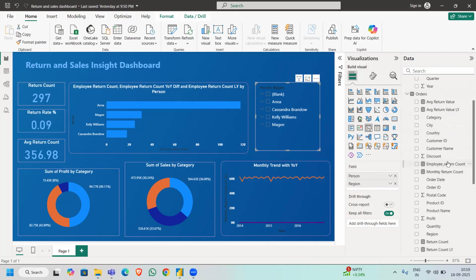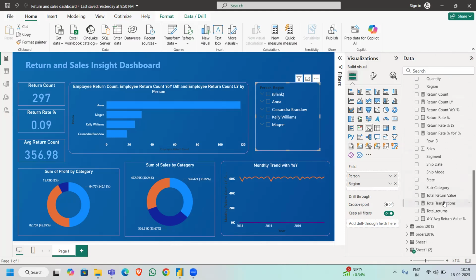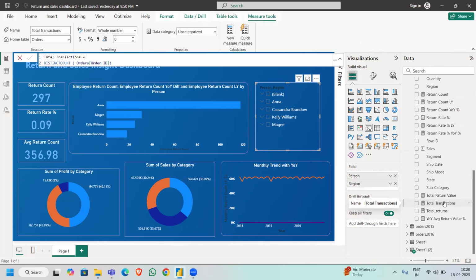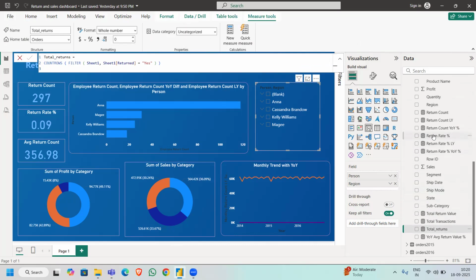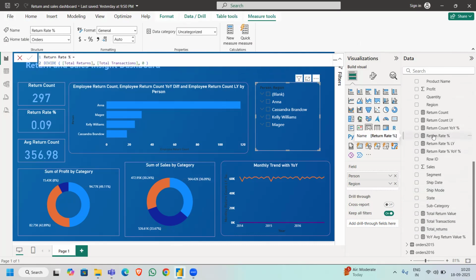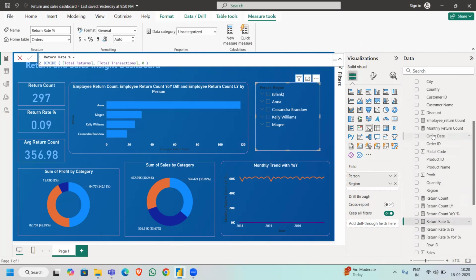First, I started by calculating total transactions to find how many unique orders were placed. Then I used total returns, how many orders were returned. From this, I created return rate percent. Then I calculated average return value to understand the value of each return.